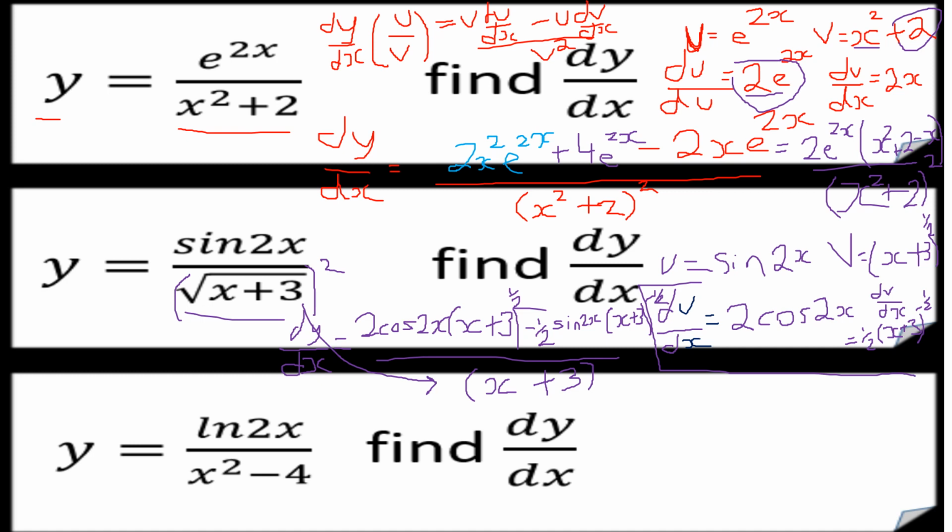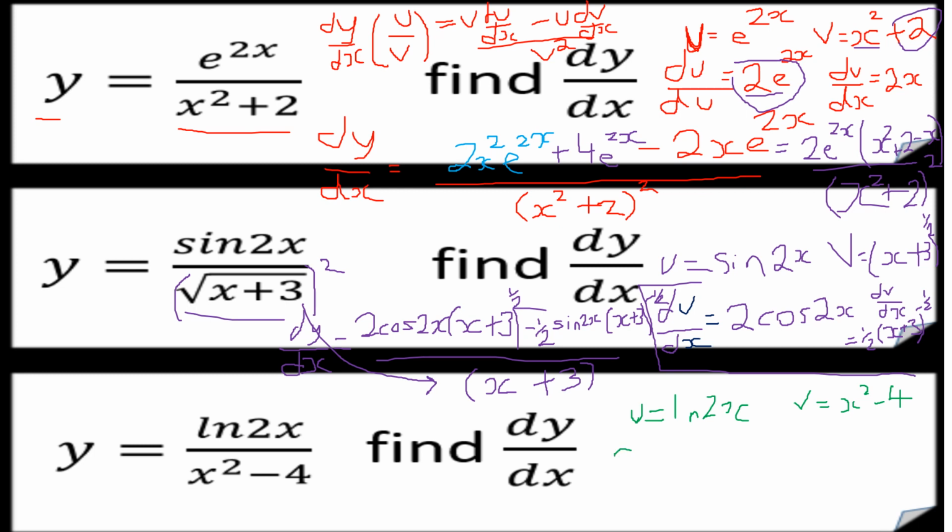Okay, this next one: y is equal to natural log 2x, or ln 2x, all over x squared minus 4. Find dy by dx. So again, u is equal to natural log of 2x. v is equal to x squared minus 4. Sorry about my handwriting, guys. Hopefully you can forgive me.